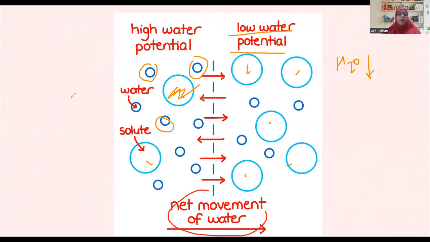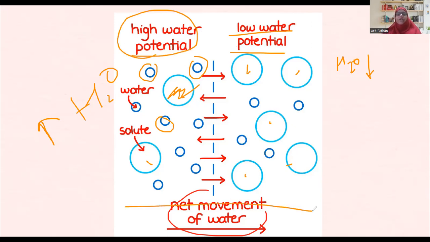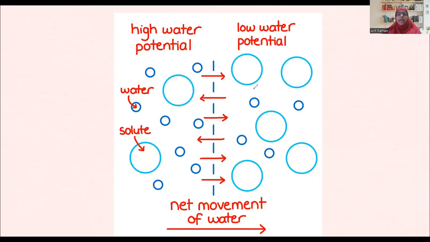Simple. Water is more on this side. Water is more, high on this side, means what? High water potential. What is the tendency of the movement of water? From high to low. That is what I was trying to explain in the previous slide. Net movement of water will take place from high to low, in this direction. So the equilibrium will be attained when water molecules move from this side to this side. I hope that's understandable.